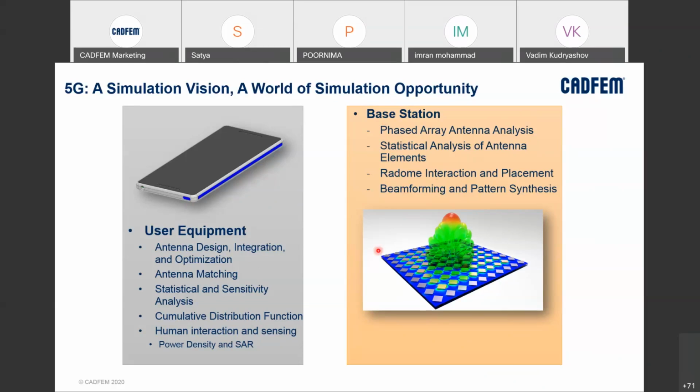A radome is nothing but a cover over the base station that protects it from bad weather conditions and any kind of deterioration of the equipment. Then how beamforming is done. Beamforming is nothing but the rotation of the beam, and how it works with a real-time moving effect. So we are going to see that.